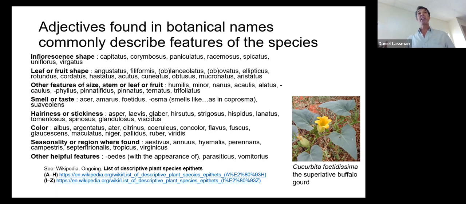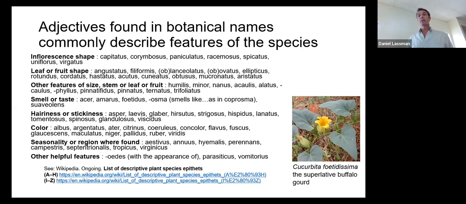Leaves are frequent. Pinnatus means feather-like. Pinnatifid means almost feather-like. Descriptors may describe the smell or the taste. Acer actually just means bitter. So maples are described as being bitter. That's the genus of maples, Acer.